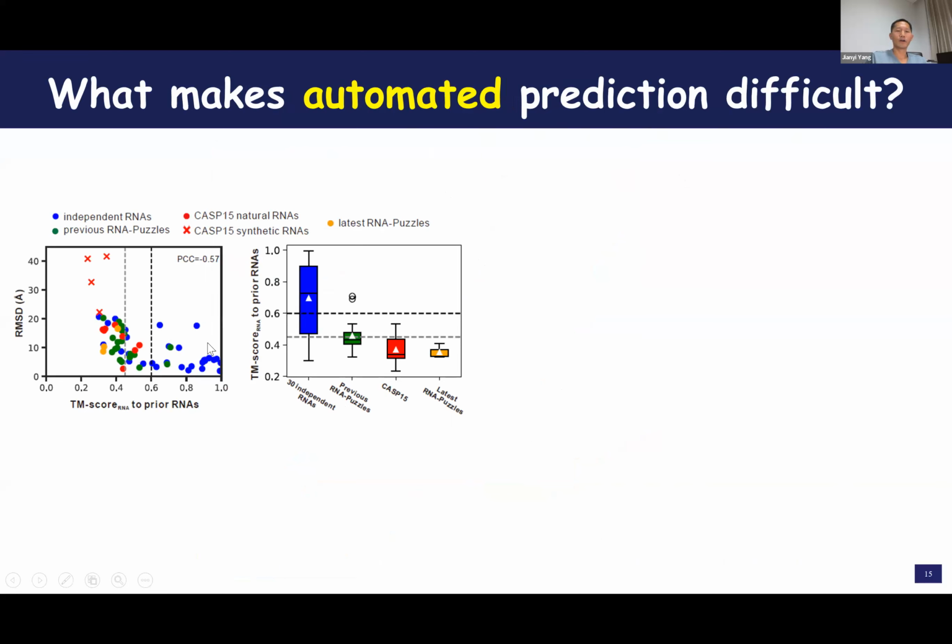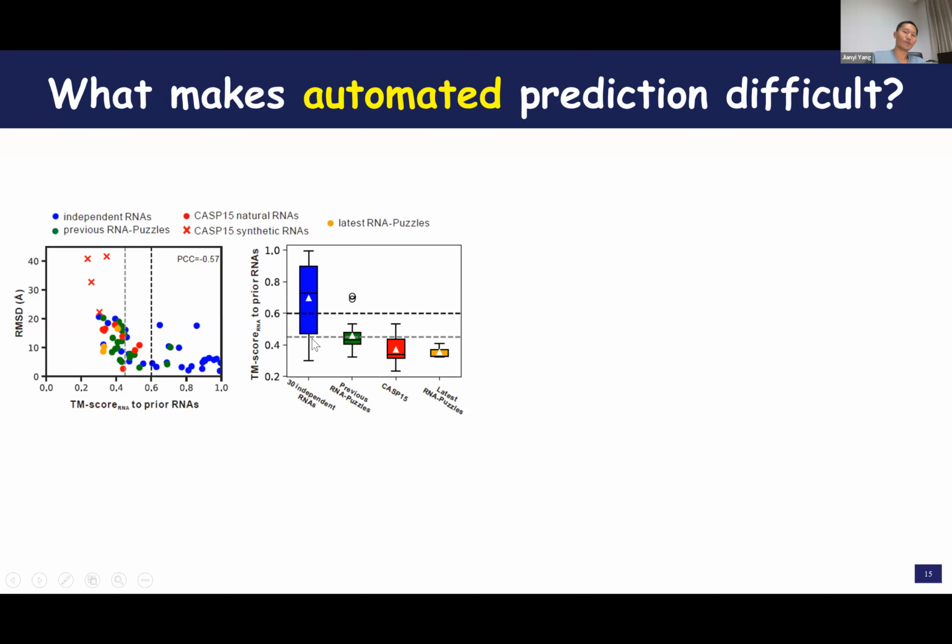So here is the analysis of the previous 4 different tests. You can see here we're using this metric to measure the difficulty. This is the TM score of the tested RNA against the existing RNA structure data in the PDB. You can see this score for these 4 different tests. For the 30 independent RNAs, this TM score to the previous RNAs is very high compared to the other 3 data sets.